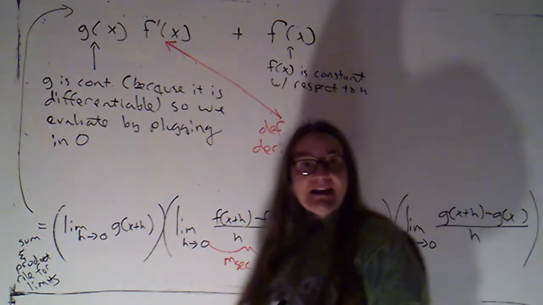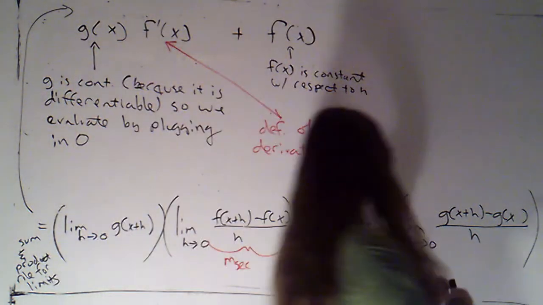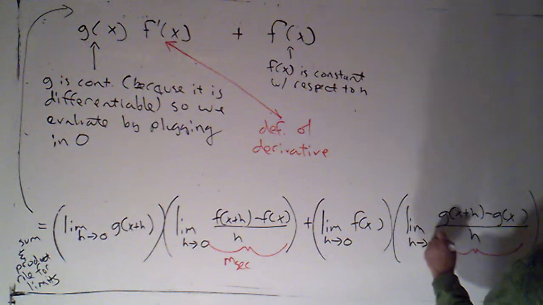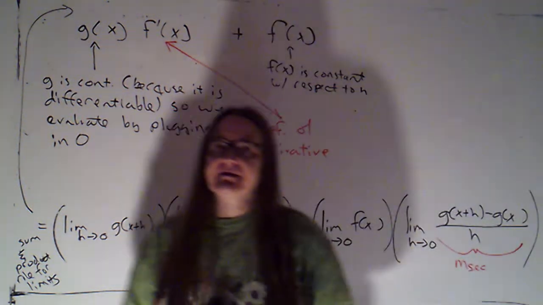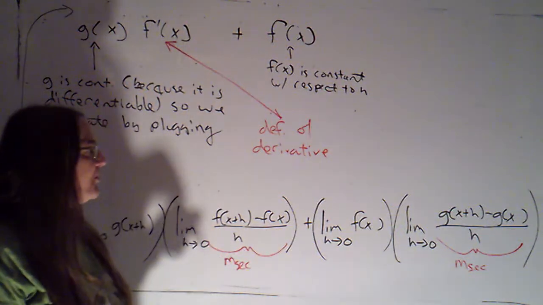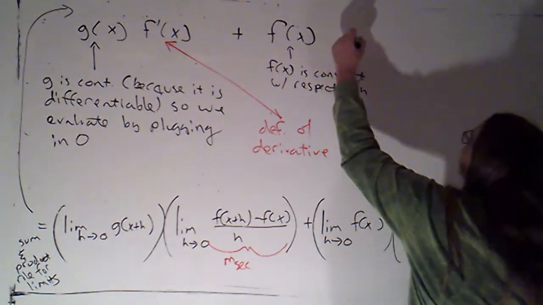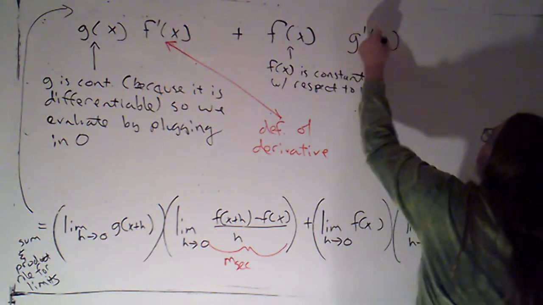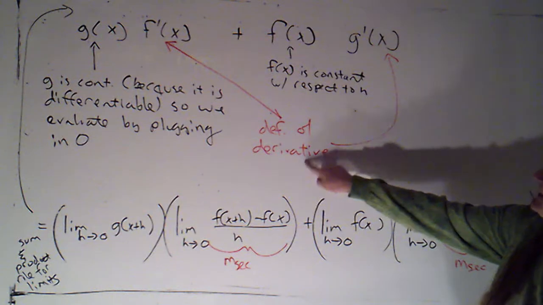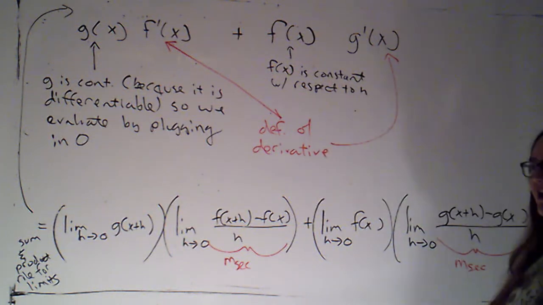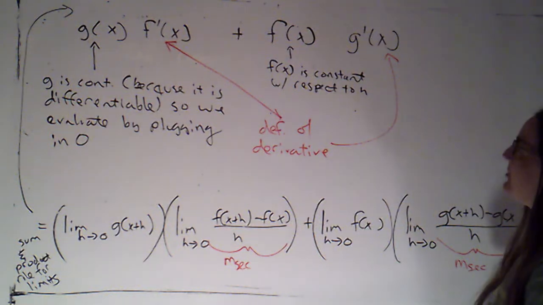And then my last limit here, that looks awfully familiar. G of x plus h minus g of x over h. That's the difference quotient for g. That's the slope of a secant line connecting two points on g. So there, I'm going to get the derivative of g, g prime of x. And my reason is exactly the same as it was here. That's the definition of the derivative. So, it's kind of cool.